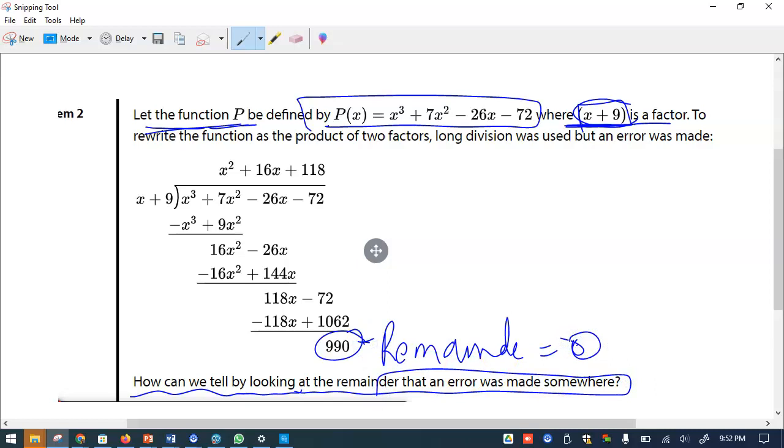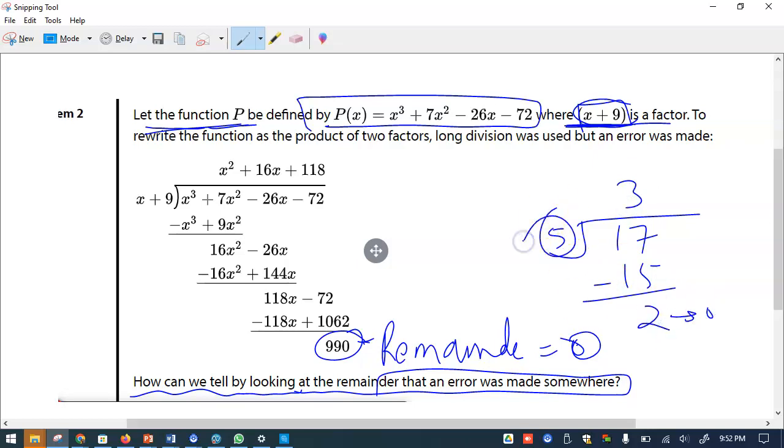In order for something to be a factor, remember the example I gave, if I want to divide 17 by 5, it goes 3 and you get 5 times 3 is 15 and you get 2. So we say, oh, this is not 0, right? So you say, okay, 5 is not a factor. It means you can't write 5 times some kind of a number to get the 17.